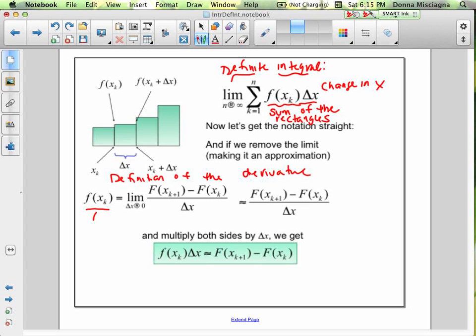Because this is a derivative. Right? And so we have the definition of the derivative. We want to simplify this a little bit, so we're going to take it away from being a limit. We're going to drop the limit, so we'll put an approximation. Right? And we're going to multiply both sides by change in x. Well, heck, what does that look like?